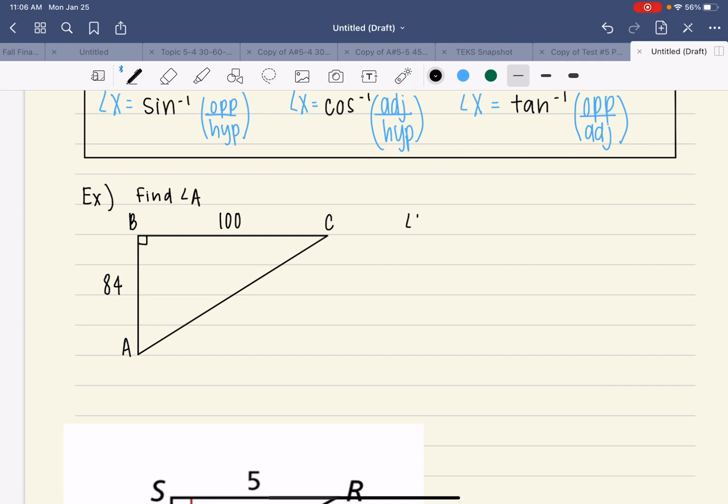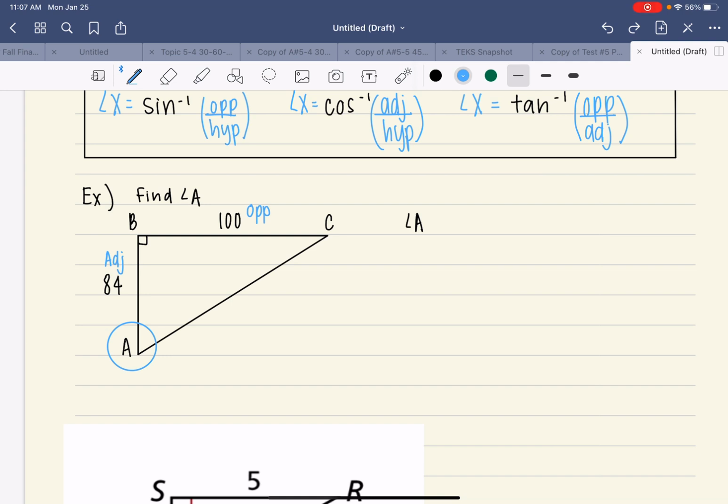Well, if I want to find angle A, the steps that we've been doing never change. The first thing we need to do, if we're looking for angle A, is label the side lengths in comparison to angle A. So BC, which has a value of 100, is opposite, so it gets labeled with O or OPP. And then 84 is adjacent, so it gets labeled with ADJ, or I usually just put A.